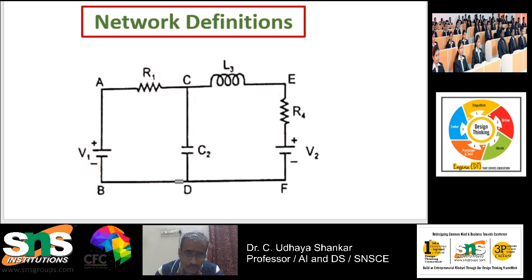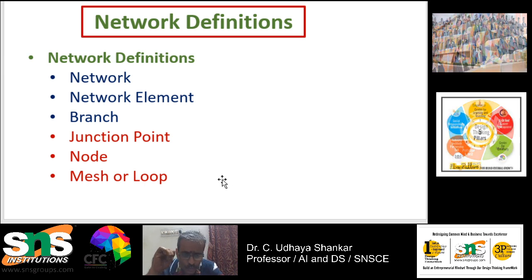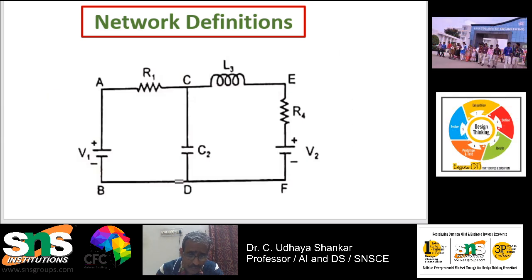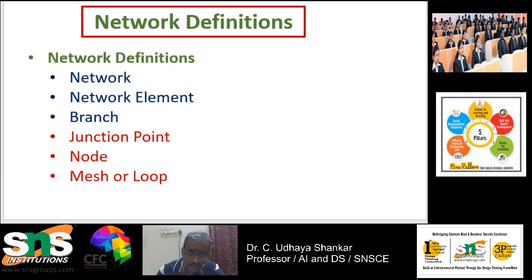In the forthcoming video, we will be discussing what is meant by junction point, what is meant by node, and what is meant by mesh. Hope you are all clear with the discussions related to what a network is, what a network element is, and what a branch is. In this video I have discussed one example, and in the next video we will be discussing what a junction point, a node, and a mesh or loop are.